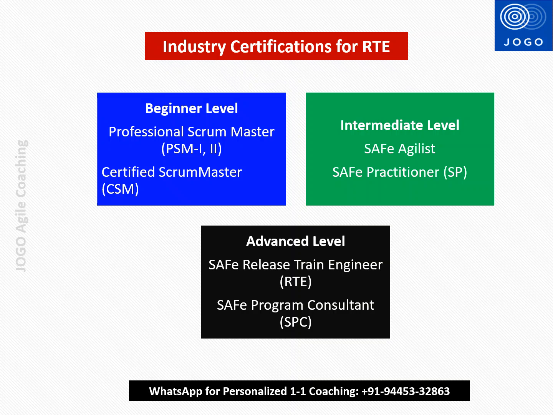The second one is the intermediate level. You should get SAFe Agilist at least to understand all the aspects of the SAFe framework, and if possible you can get SAFe Practitioner certification. This will put you at the intermediate level of skills for the same framework. The third one is you can go for SAFe Release Train Engineer certification or SAFe Program Consultant certification. This is the advanced and expert level. If you have these certifications, you can also play the Agile Coach role. So this is the industry certification path for beginner, intermediate and advanced level if you want to become an RTE. Hope this is helpful to you.